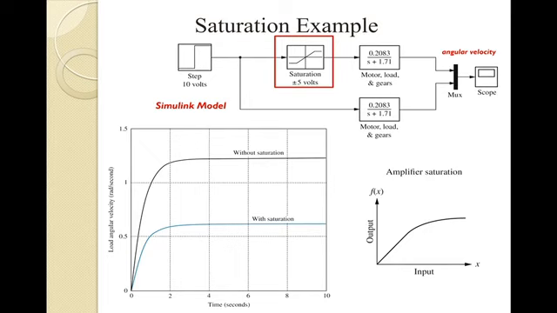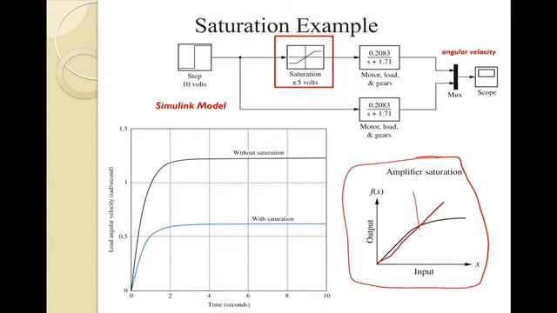First of all, the saturation example. Back in the previous module, we showed this characteristic. There's a linear region in this region here, and then there's a nonlinear region to the right of that. So we refer to that as amplifier saturation.